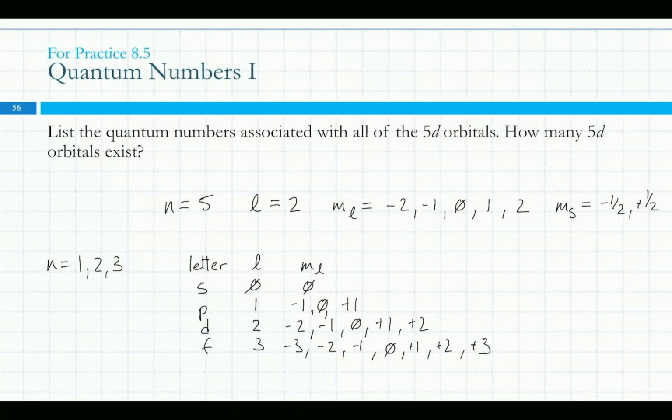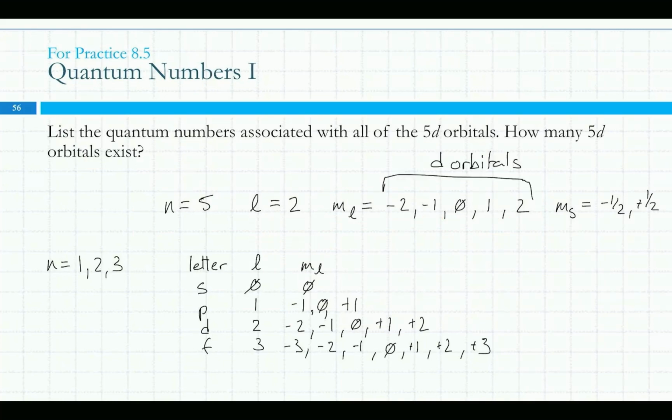So I guess I should ask the question, how many 5d orbitals exist? Be 5. Because these tell us the energy level and the shape. n equals 5, L equals 2. Because we're talking about basically the 5th principal quantum shell. L tells us we're talking about the d orbitals at that shell. Now the d orbitals are all of these m sub L's. So each one of these represents a different d orbital.